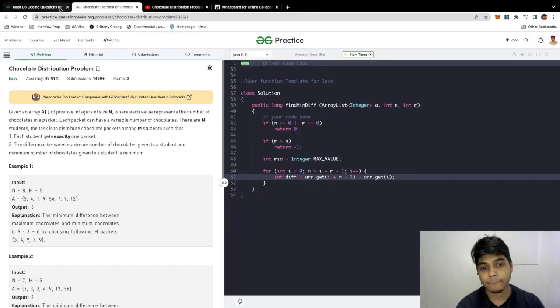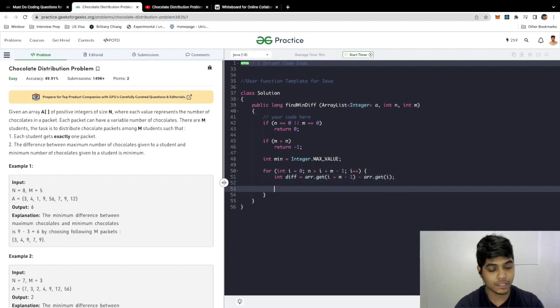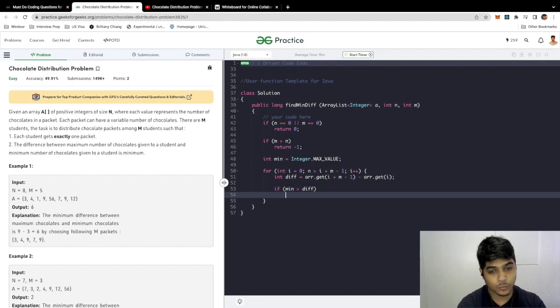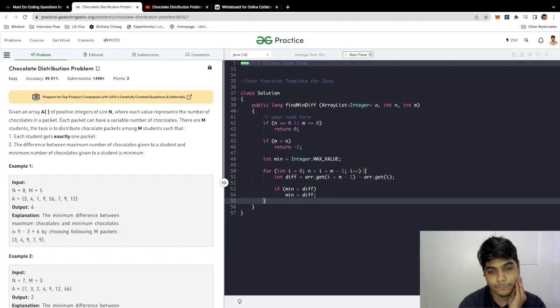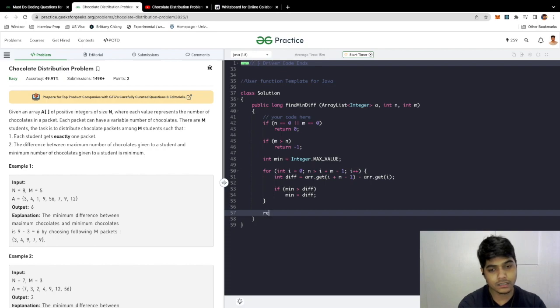So that's what's happening. Once we get that value, we need to do a comparison. We need to check if the minimum is greater than the difference, meaning the total minimum that we found so far is greater than the minimum that we just found with the subarray. If it is, we need to replace the minimum with the difference. So that's the idea here. And I think that should be it.